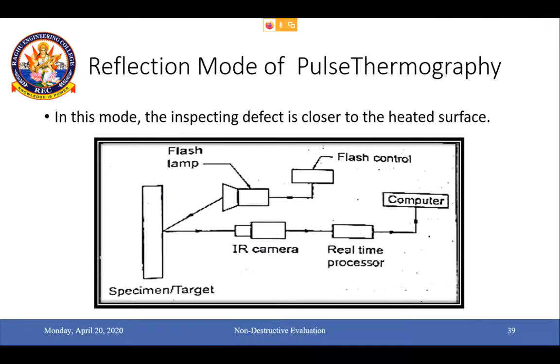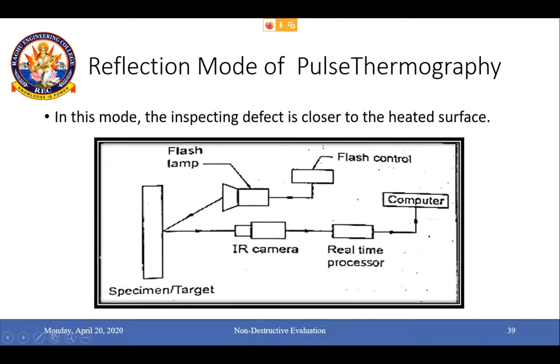One is your reflection mode. You can see the diagram now. There is a computer, real-time processor, and IR camera. There is a specimen, which is also your target. And the flash lamp is located in front of the specimen here. This mode is known as the reflection mode of pulse thermography. In this mode, the inspected defect is closer to the heated surface. Because the flash is here, obviously this surface will be the heated surface, and this method will be used whenever the defect is closer to the heated surface.